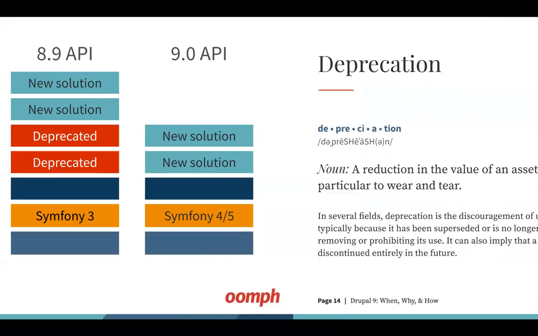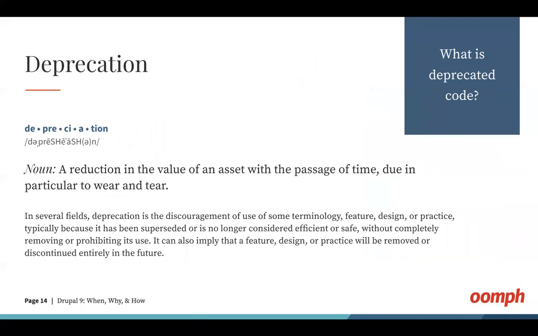So I'm hearing a lot about deprecated code, and I'm wondering if you can actually explain what that is to everybody. I can, but so can Wikipedia. The definition here of deprecation does a really great job of explaining what it is, surprisingly. So it's a noun, reduction in the value of an asset with the passage of time, due in particular to wear and tear. So that's exactly what we're doing.